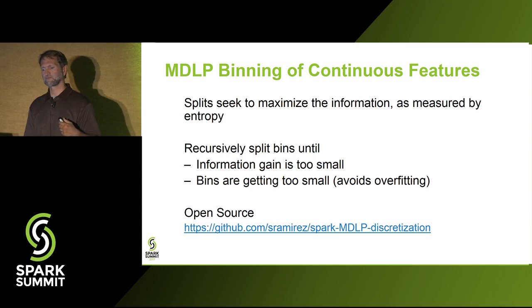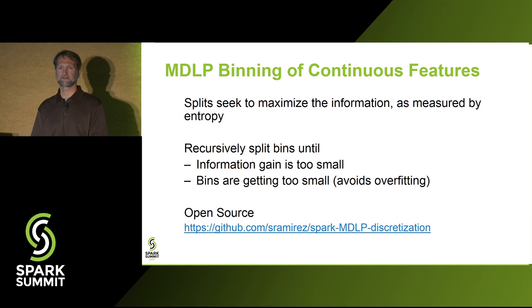The algorithm recursively subdivides the bins until it basically gets diminishing returns. So the stopping criteria has two components. If the information gain that you get by adding another cut point is too small, it won't do it. Or if the bins themselves are getting too small, it's not going to continue to subdivide because it'll lead to overfitting, which you don't want.